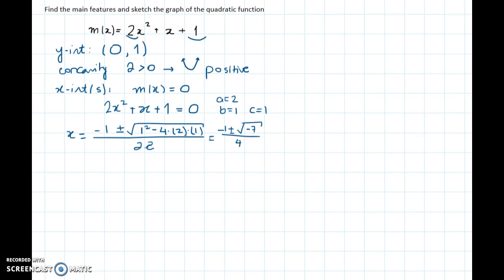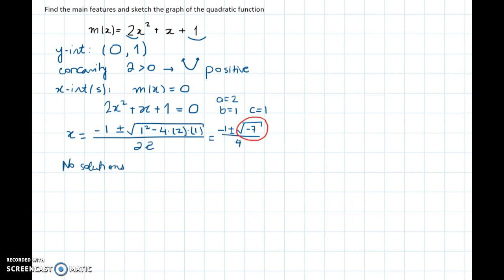But it doesn't matter what else we have. We have here something that we cannot solve. We cannot find the square root of negative 7. That's not a real number, so that means that we have no solutions.